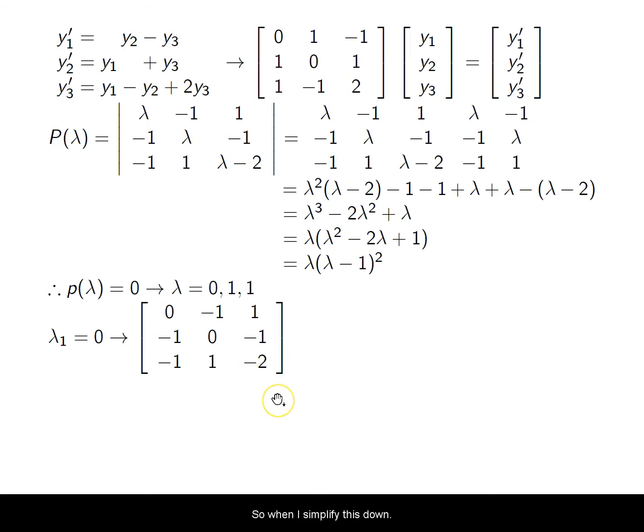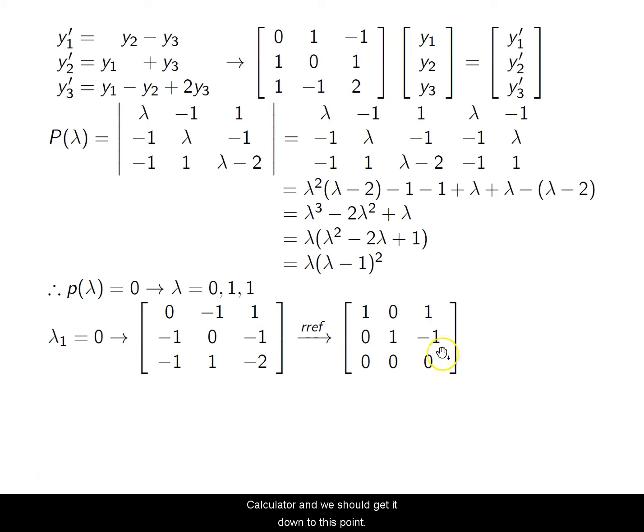So when I simplify this down, I can throw it in my calculator, do reduced row echelon form. I could do it by hand. It's not super difficult, right? We all know or should know how to do this by hand by now, so that's great, right? But we can throw it in our calculator, and we should get it down to this form. So if you notice, my free variable is x3, okay? x2 is equal to x3, x1 is equal to negative x3, right?